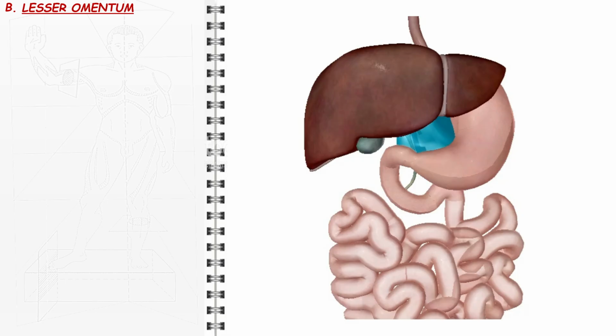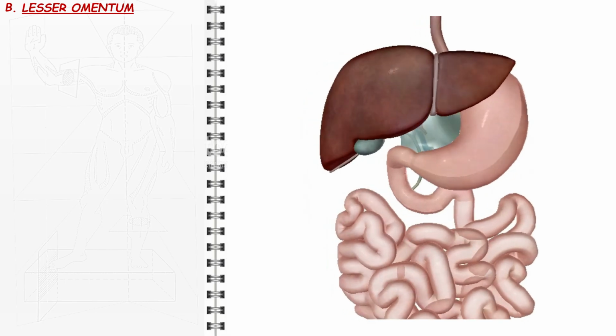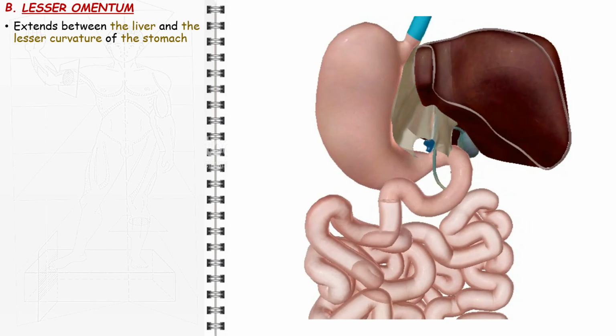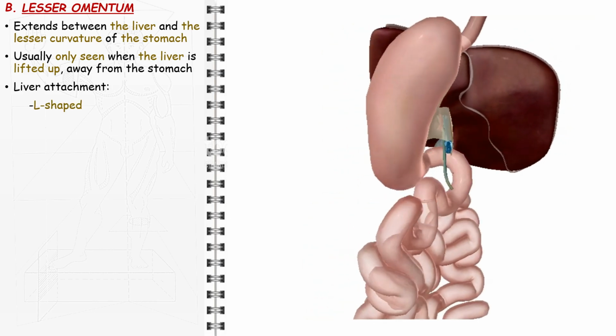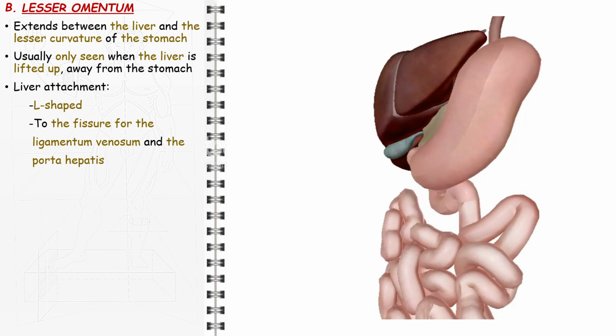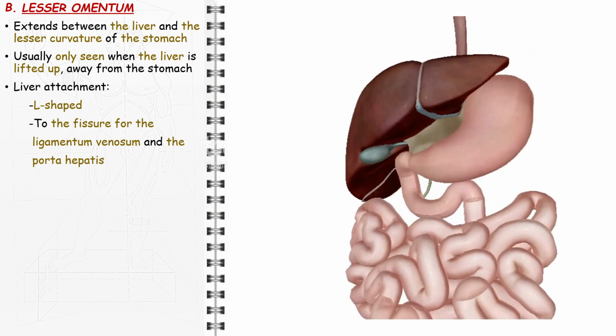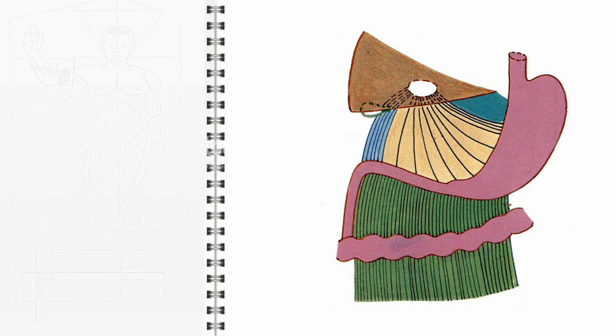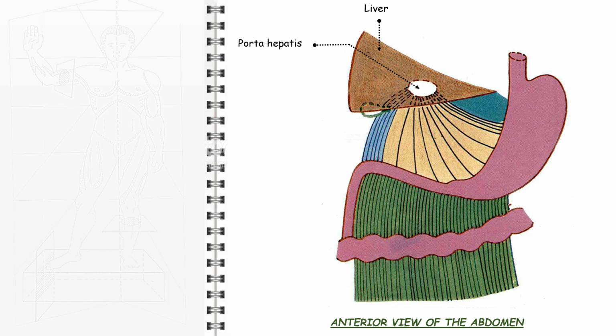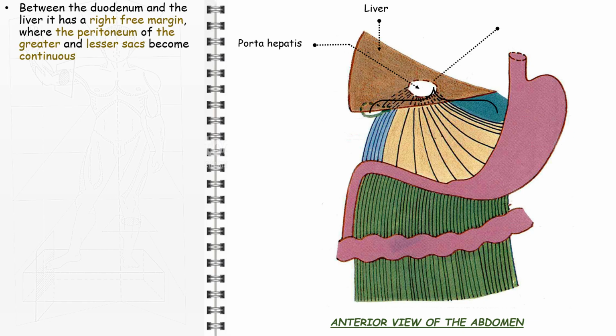The lesser omentum extends between the liver and the lesser curvature of the stomach, usually only seen when the liver is lifted up away from the stomach. The liver attachment of the lesser omentum is L-shaped to the fissure for the ligamentum venosum and the porta hepatis and is continuous with the lower layer of the coronary ligament to the right of the fissure for the ligamentum venosum. Between the duodenum and the liver it has a right free margin, where the peritoneum of the greater and lesser sacs become continuous. The right free margin of the lesser omentum constitutes the anterior boundary of the epiploic foramen of Winslow.